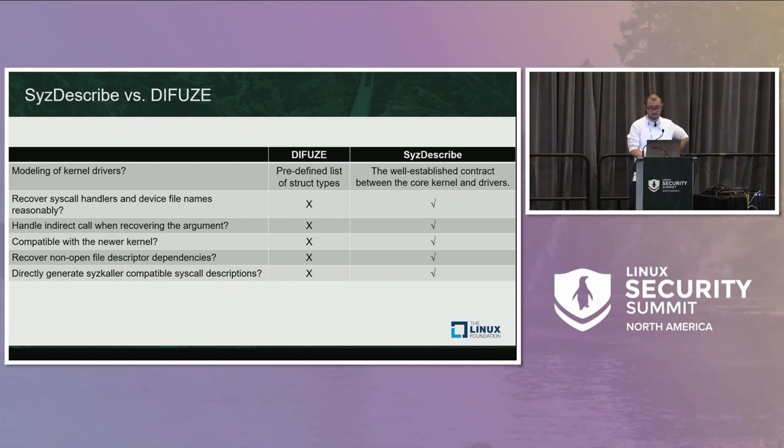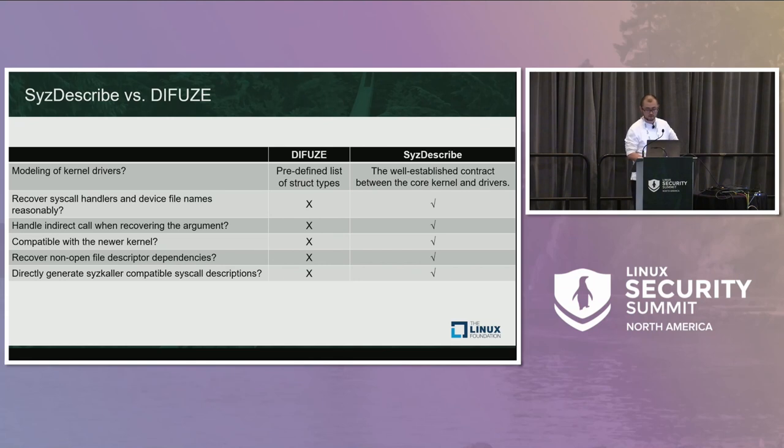At a high level, there are some advantages of SysDescribe compared against DIFUZE. The first and most important difference is the modeling of the kernel driver. Instead of using a predefined heuristic list of structure types, SysDescribe is based on the well-established contract between the core kernel and the drivers. So this lets SysDescribe recover syscall handlers and device file names reasonably, which means fewer false positives or false negatives for the syscall handlers and device file names compared to DIFUZE. Another benefit is that SysDescribe gains a more accurate indirect call resolution from the kernel module analysis phase, which improves the results later when recovering the arguments of syscall handlers.